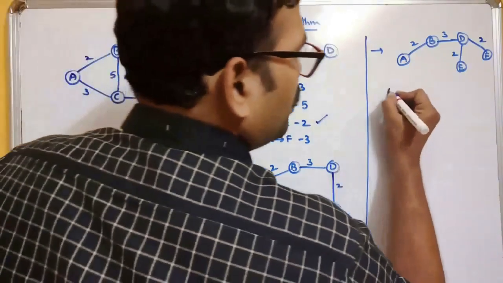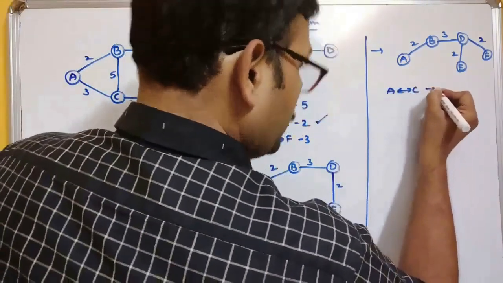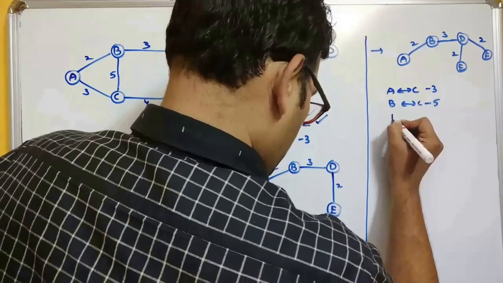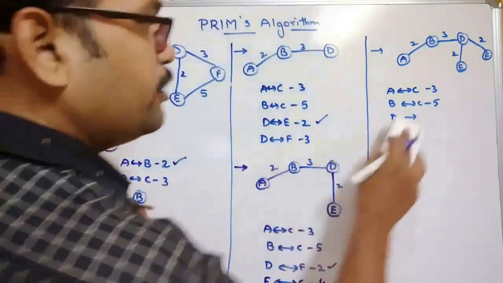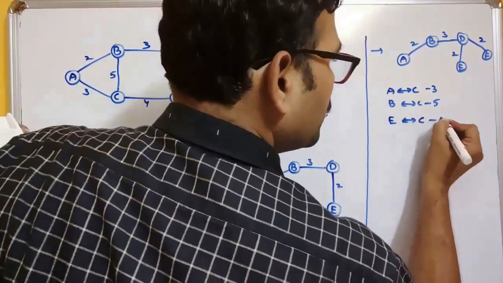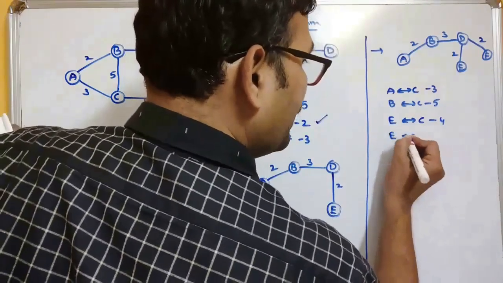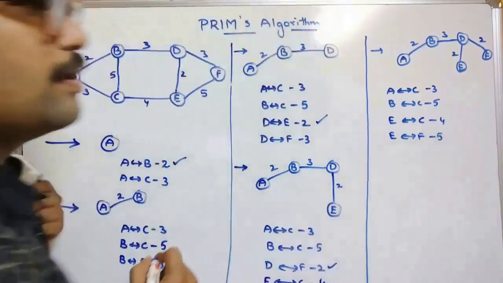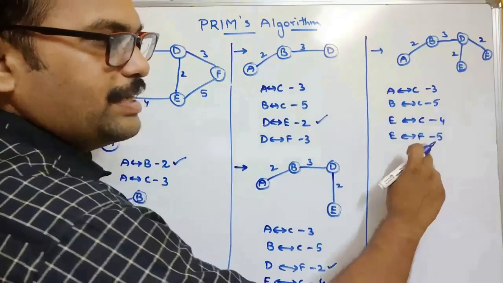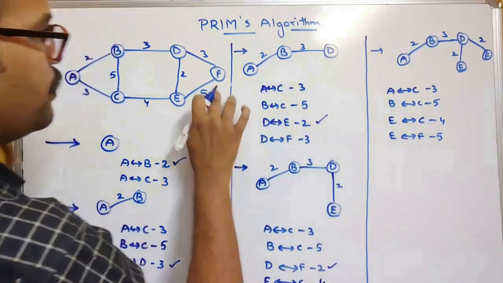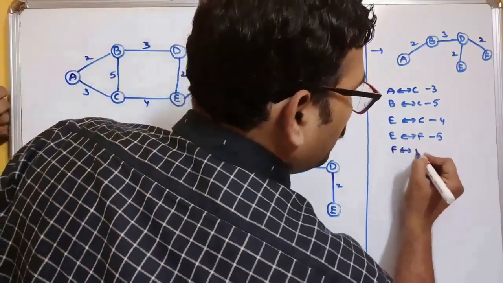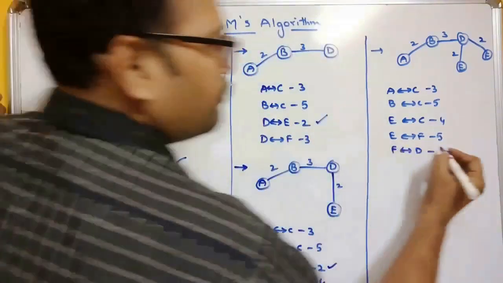So what are the remaining edges? A to C with a cost of 3, B to C with a cost of 5, E to C with 4, E to F with 5. D to F is completed. Next, we have reached F, so the new vertex is F. Write down the edges of F: F to D, F to E. F to E is completed. So F to D with a cost of 3.